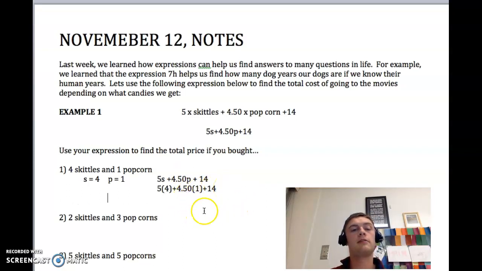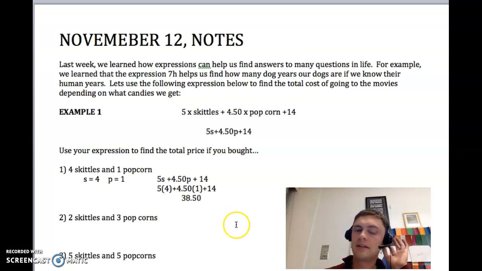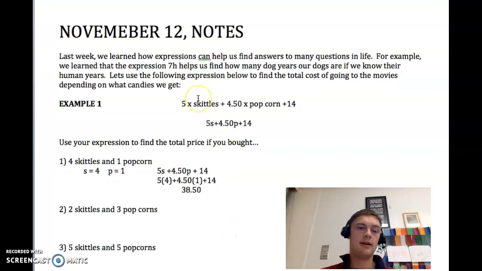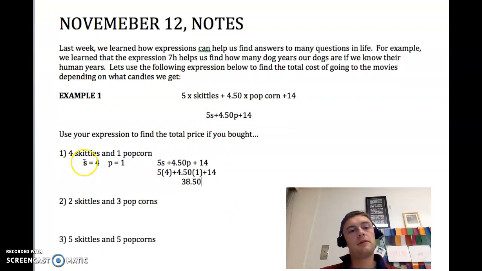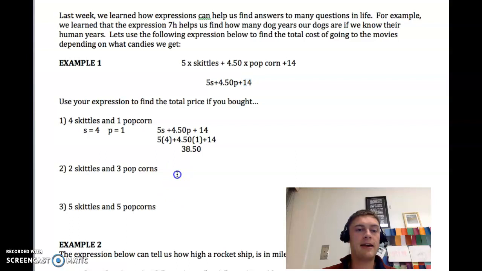You type all that into your calculator, and you should get 3850. Make sure you check that by typing it into your calculator. So if we got 4 Skittles and 1 popcorn, that 14 probably represents the ticket. I don't know why else we'd add 14 to our total price. That's probably our ticket, and we get 38.50 by plugging in.